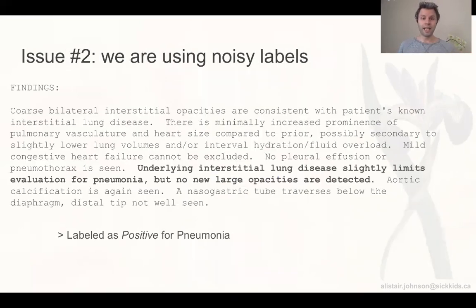Okay, second issue is that we're very often using noisy labels. So here's an example of an actual radiology report, and I've bolded a section there where it says underlying interstitial lung disease slightly limits evaluation for pneumonia, but no new large opacities are detected. Now, if you put on your radiologist brain, this is basically saying, it's a little bit hard to see, but I don't see any big white spots in the lung, so I don't think they have pneumonia, right? However, our NLP algorithm has actually said that this is positive for pneumonia because it hasn't quite been able to interpret the sentence to negate the mention of pneumonia, right?